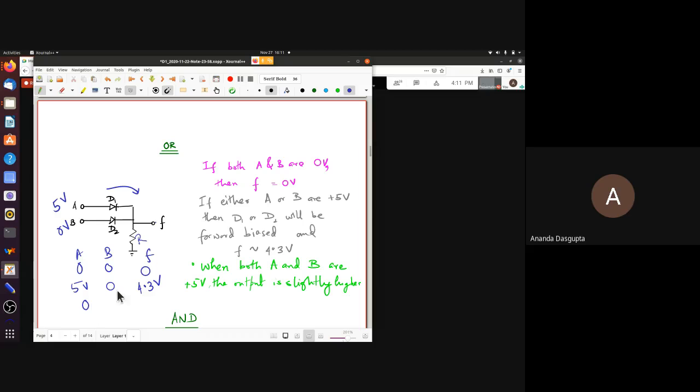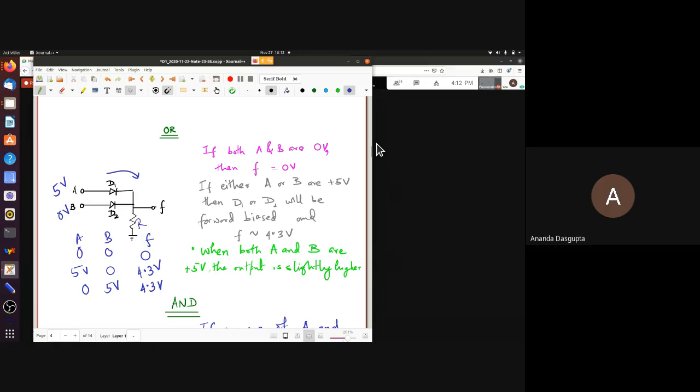Similarly, if you had 0 volts here and 5 volts in B, then D2 would be forward biased, current would flow through R, D1 will be reverse biased, so no current will flow through D1 in that case. But once again, the voltage across R is going to be 5 volts minus the drop across D2. So a bit less than 5 volts. But remember, 5 volts or 3 volts is what you would typically call high or 1. And if both were 5 volts, then both diodes will be forward biased.